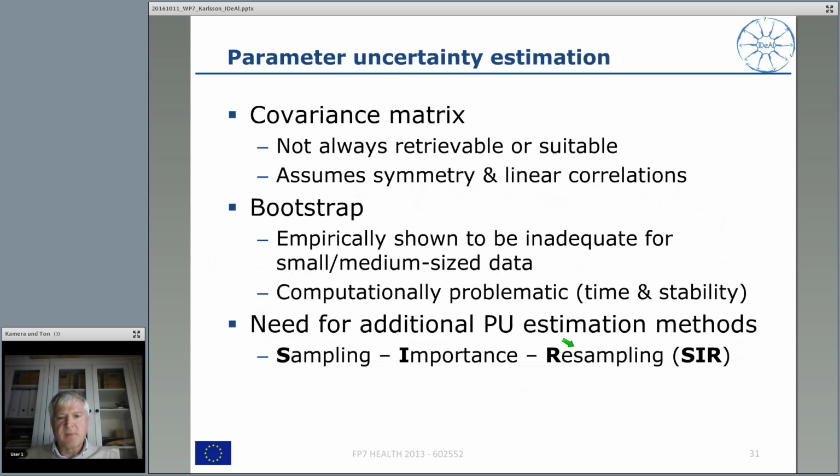So, to summarize then, we have the covariance matrix today, but it has some problems, especially if we want to use the parameter uncertainty or something derived from it as a decision criterion. And we have the bootstrap that has computational problems, maybe when the studies are very large. But for small data sets, it appears also to be inappropriate. So we have a need for additional methods for parameter uncertainty estimation. And what we have explored here is the sampling importance resampling methodology, trying to apply that to modeling the mixed effects models.